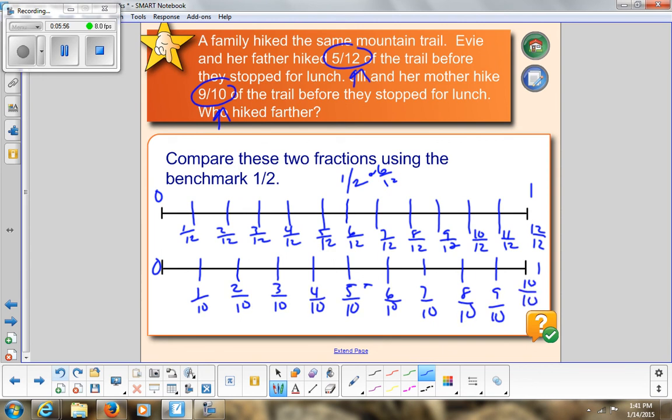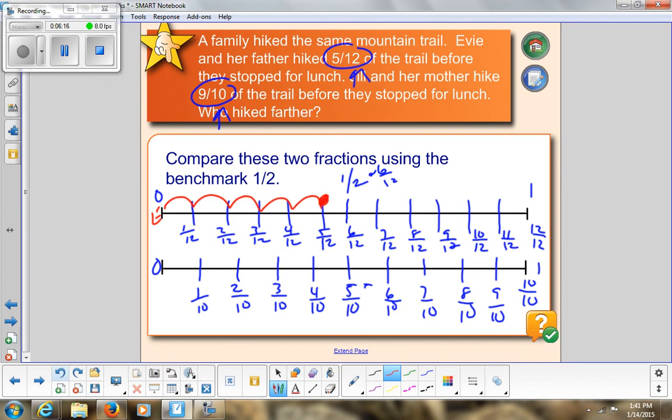Okay, so it's asking me which one is further. Let's pretend that this number line is a hiking trail. And Evie and her mom traveled 5/12 of the trail. So 1, 2, 3, 4, 5. They stopped here.